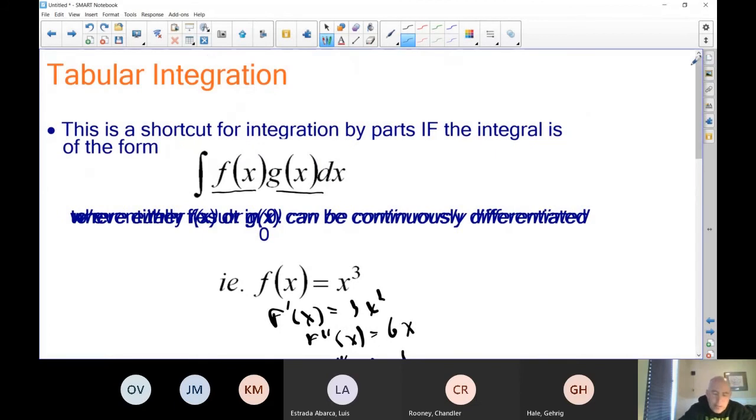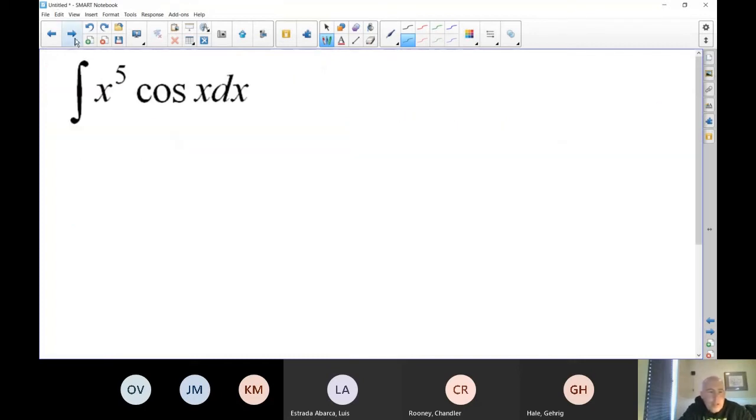So that is called a situation where you can use a method or a shortcut. It's not really a method, it's a shortcut of by parts. And it's called tabular integration. It would have worked really nicely for the last one that I just did. So I'll do that last one here.